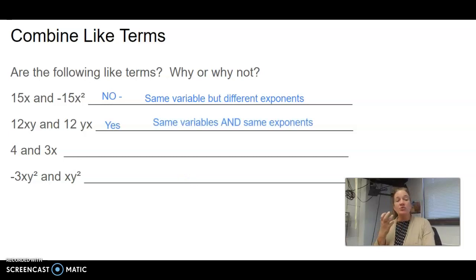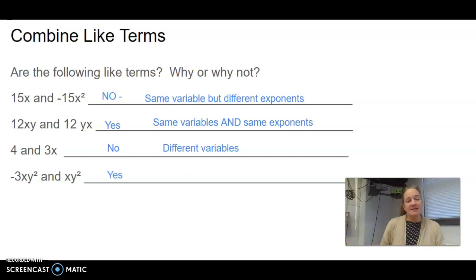Doesn't matter what the order is because of the commutative property, right? x times y is the same as y times x. You can flip your order. But your variables are the same and the exponents are the same, so they are like. Next one's no. 4 doesn't even have a variable. They're different variables. Okay? If there was an x with the 4, then we could say they were like terms. Or if there was no x with the 3, we could say they were like terms.